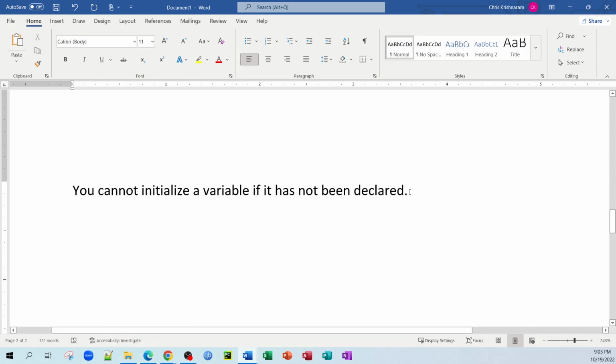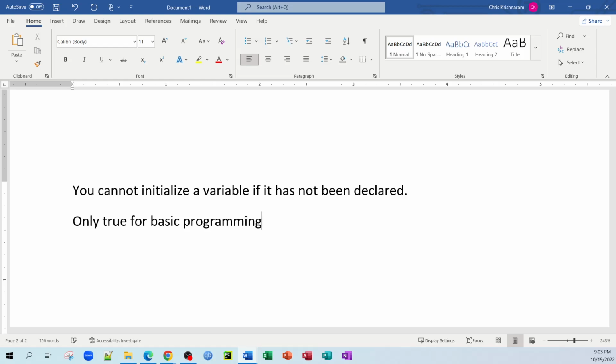Now, this statement here, it's only true for basic programming. Just note, this is a side note. This is not an exam-based note. This is a side note, a technical note. Now, this is only for basic programming.